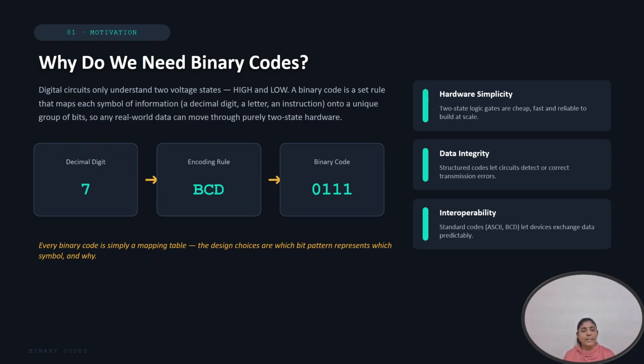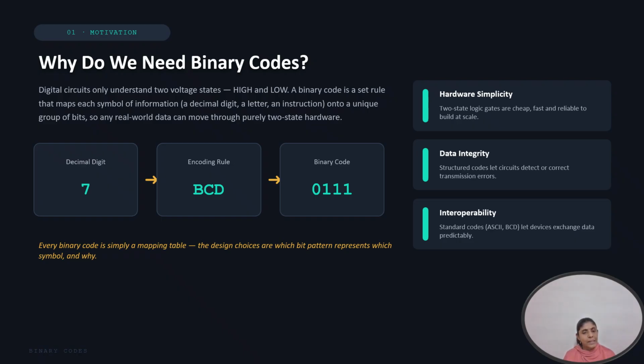So binary code is a set of rules that map each symbol of information. See, in the example I have given, the decimal digit as 7. For this decimal digit, I am going to apply the encoding rule BCD. What is BCD? It is a binary coded decimal. So from that itself, you can understand the decimal number is going to be coded in terms of binary. You already know 8421 code. So here you are going to apply that concept, 8421 code.